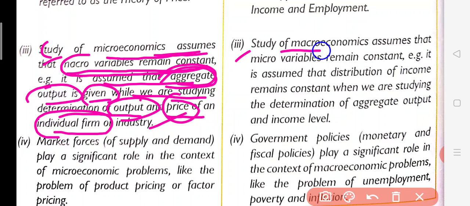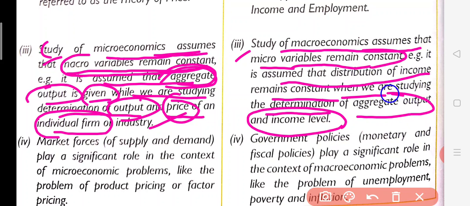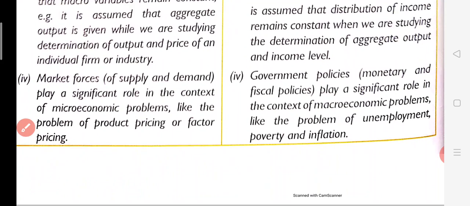Otherwise it will make changes in it, which we don't want to happen. Now the study of macroeconomics assumes that micro variables are constant. For example, it is assumed that the distribution of income remains constant while we are discussing the determination of aggregate output and aggregate income level. When we talk about aggregate output, meaning total production, and total income level, we assume that the distribution of income at the individual level will be constant, with no change in it.